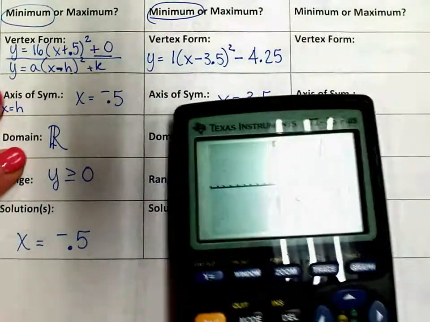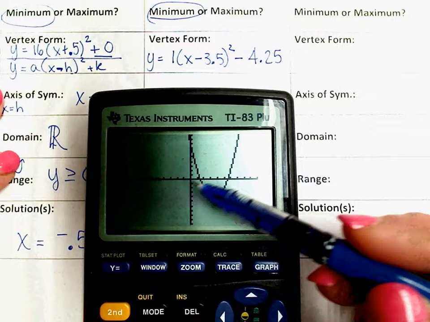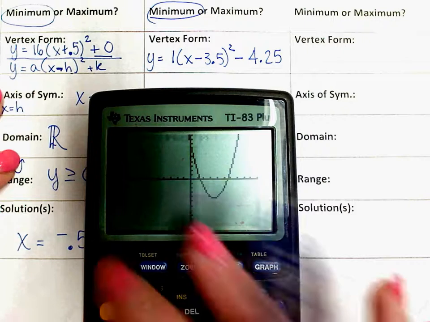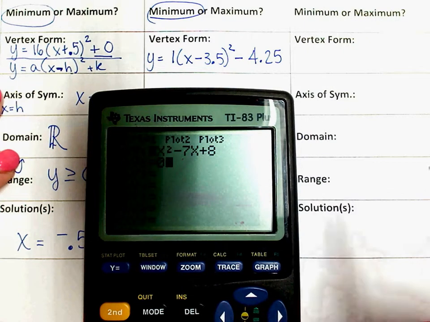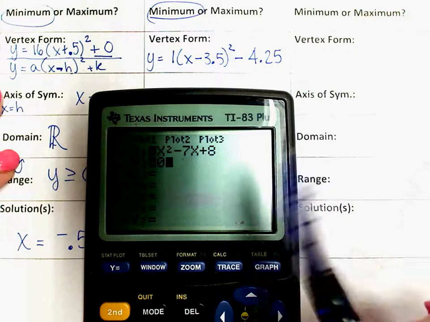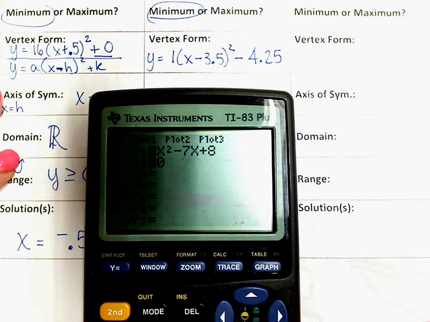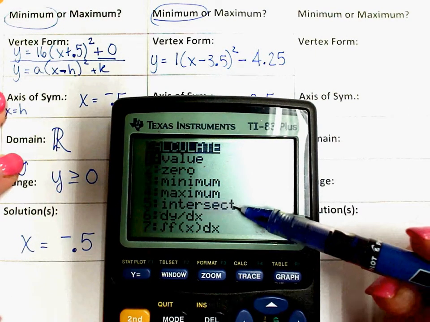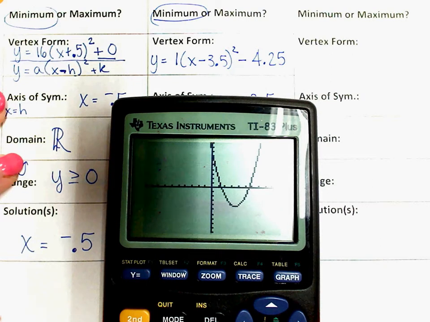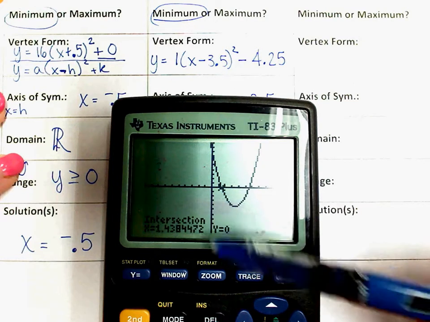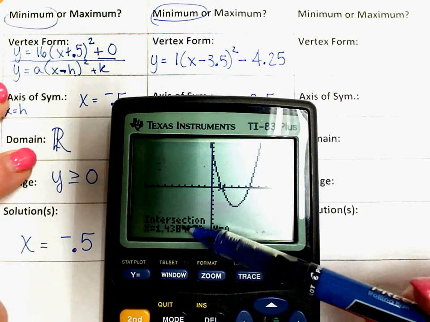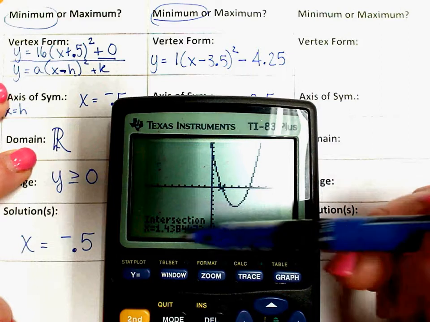Now we can see that this one has two solutions because it crosses the x-axis twice. So what I'm going to do is enter the equation of the x-axis, which is y equals 0. And I'm going to ask my calculator to find the place where this parabola intersects this line, which is the x-axis. So I'm going to second trace, and I'm going to go for selection number 5, intersection. And I'm going to hit enter, enter, enter, and it says intersection 1.438, 0. So my first solution, I'm going to round right here to 1.438.